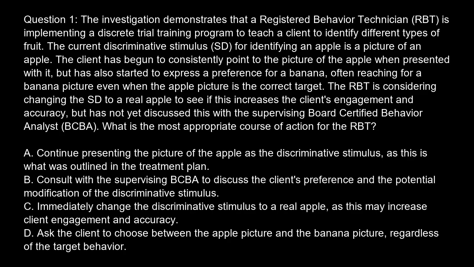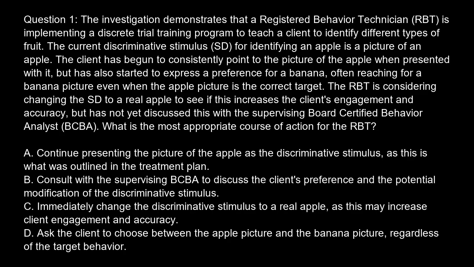The client has begun to consistently point to the picture of the apple when presented with it, but has also started to express a preference for a banana, often reaching for a banana picture even when the apple picture is the correct target. The RBT is considering changing the SD to a real apple to see if this increases the client's engagement and accuracy, but has not yet discussed this with the Supervising Board Certified Behavior Analyst, BCBA. What is the most appropriate course of action for the RBT?